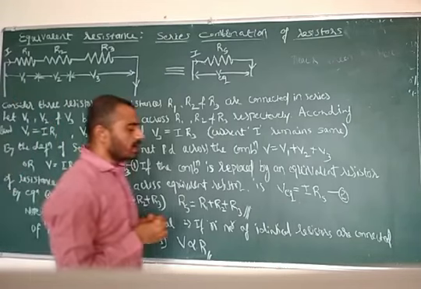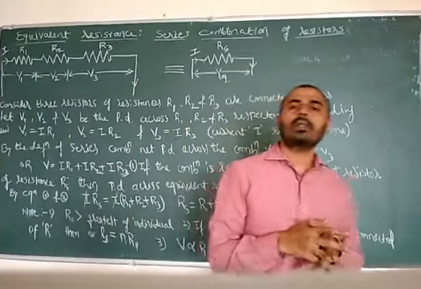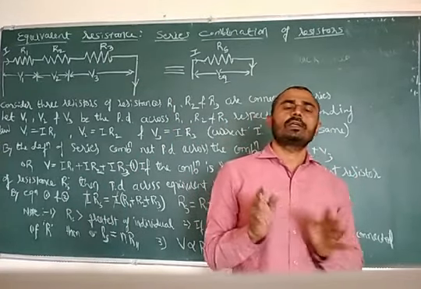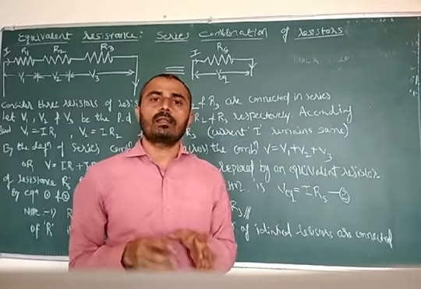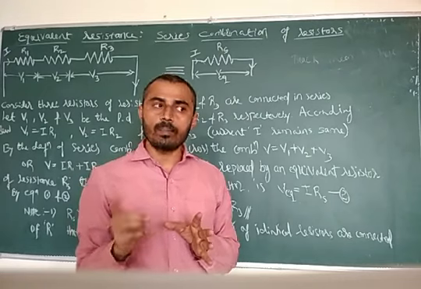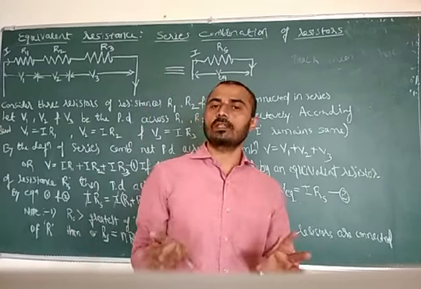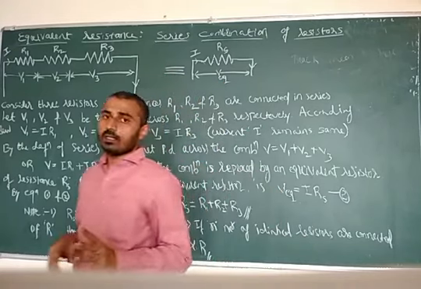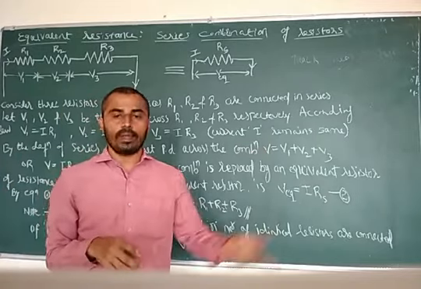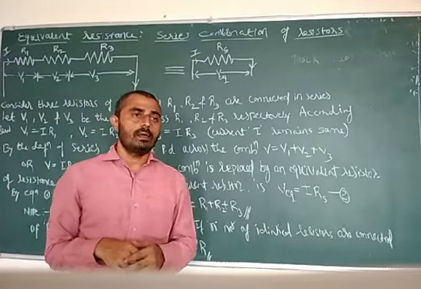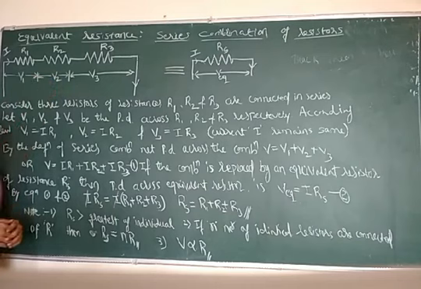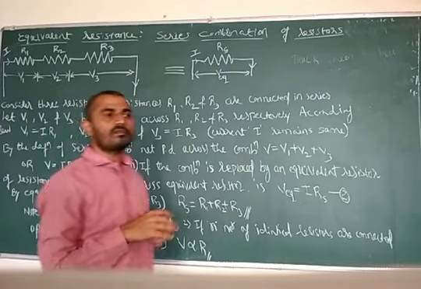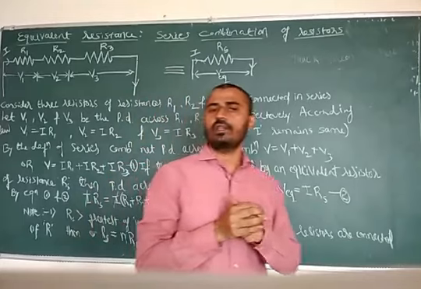When the connection of resistors is said to be series, the combination or group of resistors is said to be series when they are connected end to end, one after the other. End to end or one after the other. In series combination, what happens? Current remains the same. That is a property, a characteristic of the series combination.